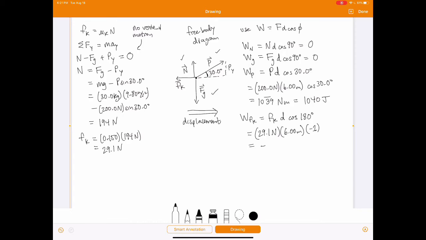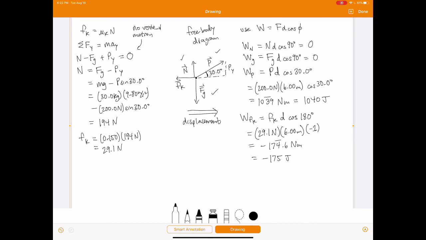Okay? So this works out to negative 174.6 newtons times meters, but again, that's the same as a joule. And if we round it off to 3 sig figs, that's 175 joules, or sorry, negative 175 joules.